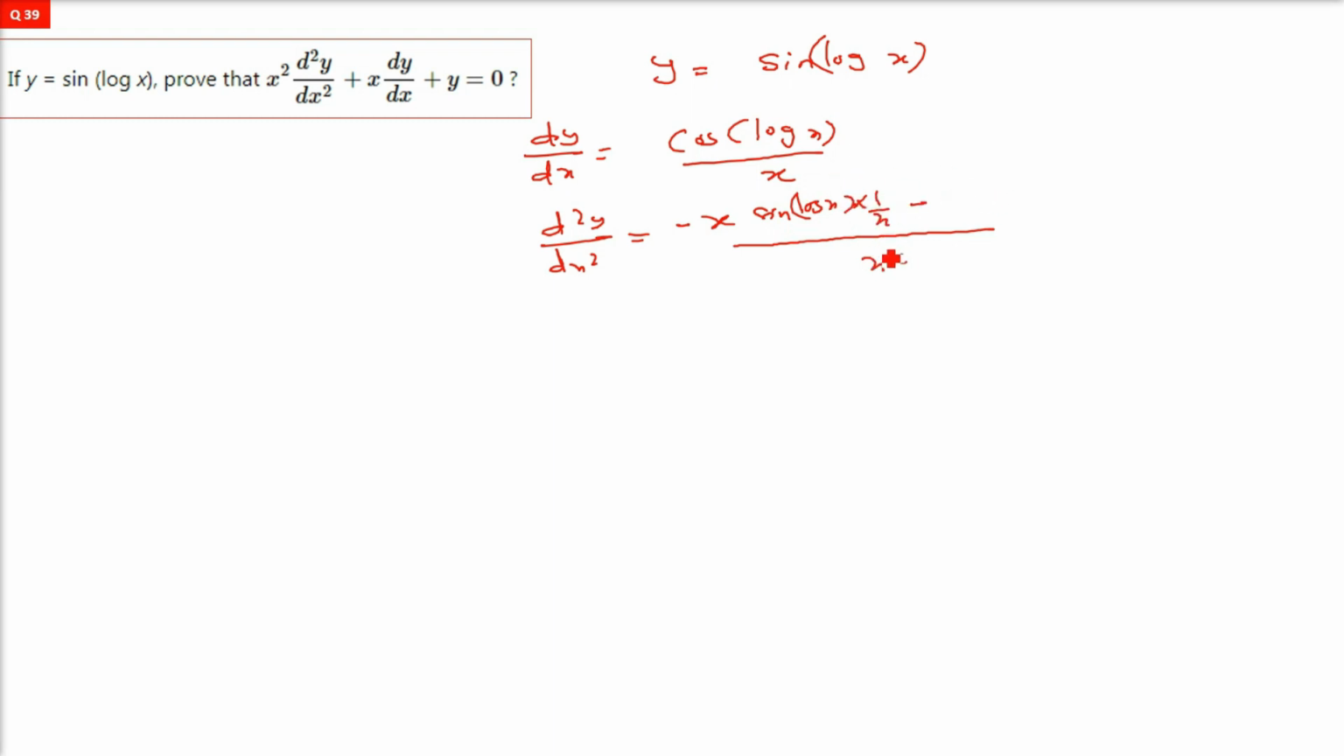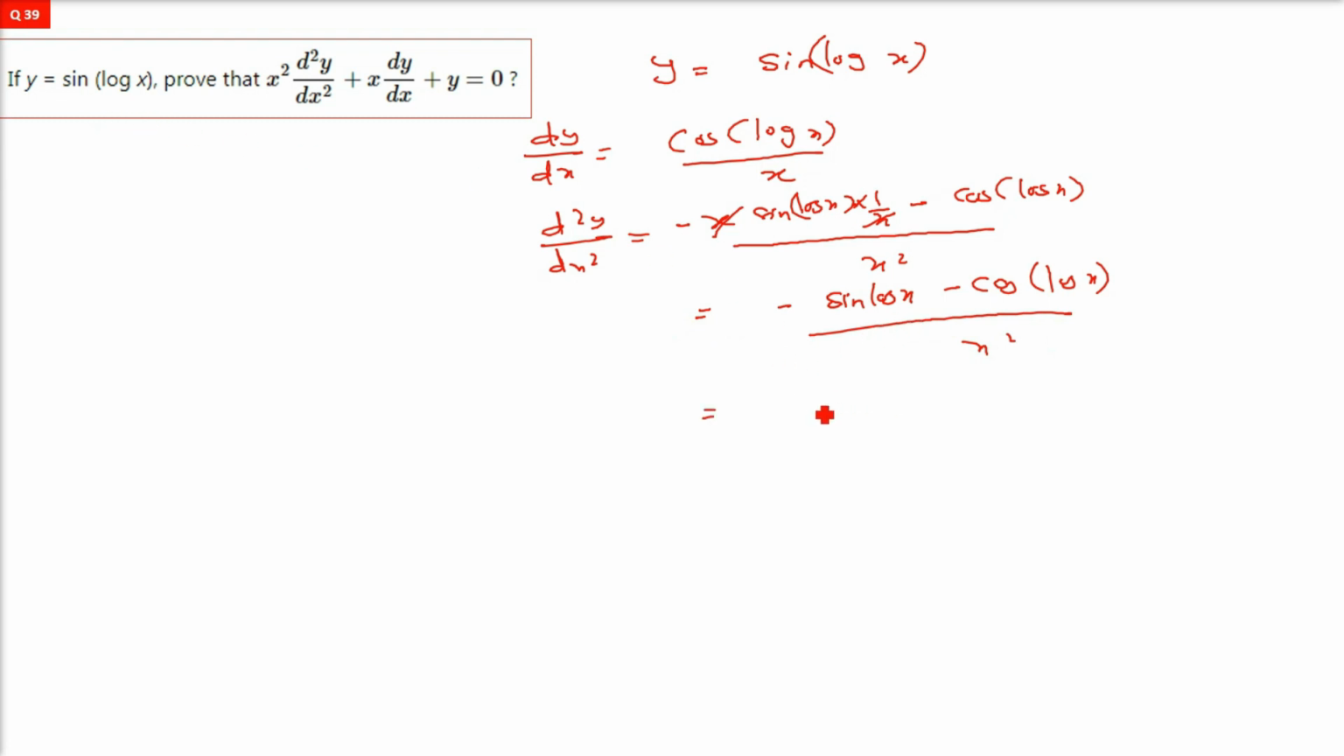Differentiation of x is going to be 1, because dy by dx of x is 1. So now the first term x gets cancelled. You have negative sine log x minus cos log x minus sine log x minus cos log x, divided by x squared. So this y is sine log x.